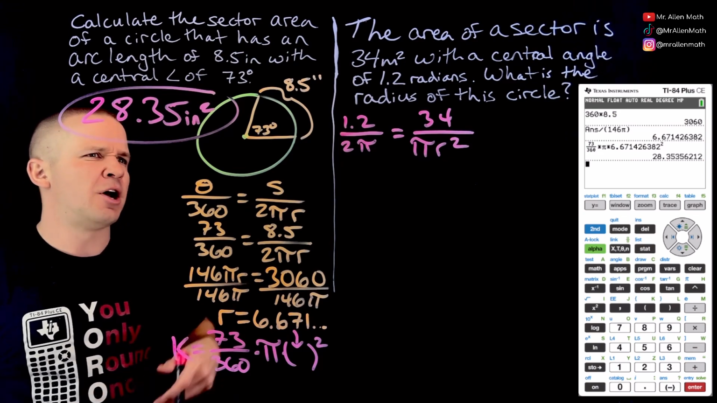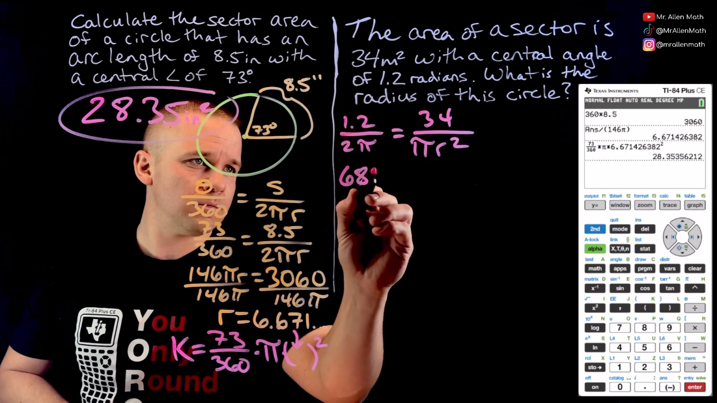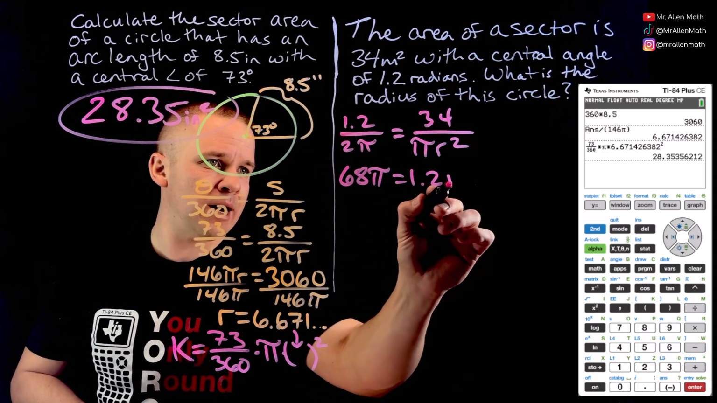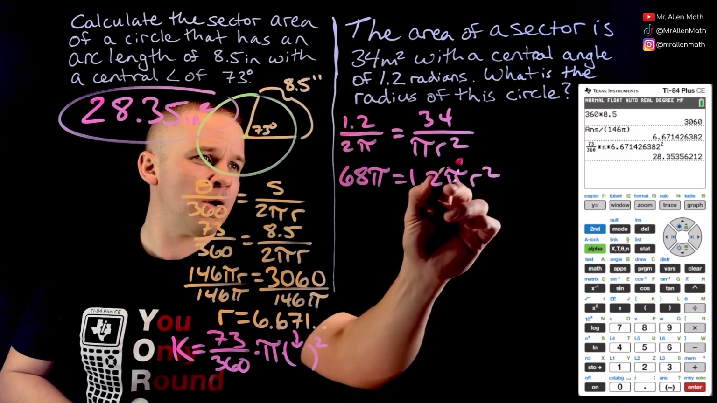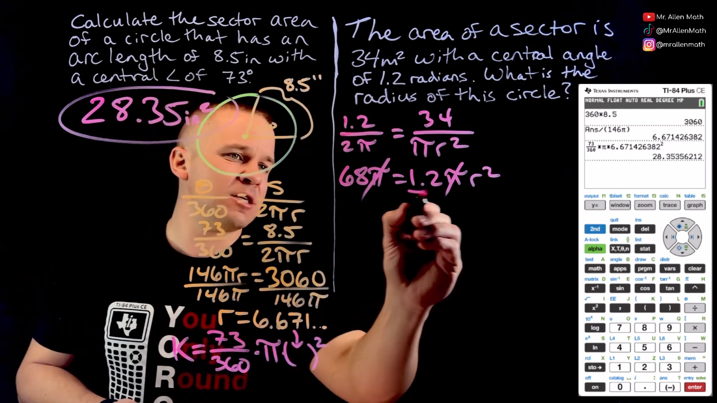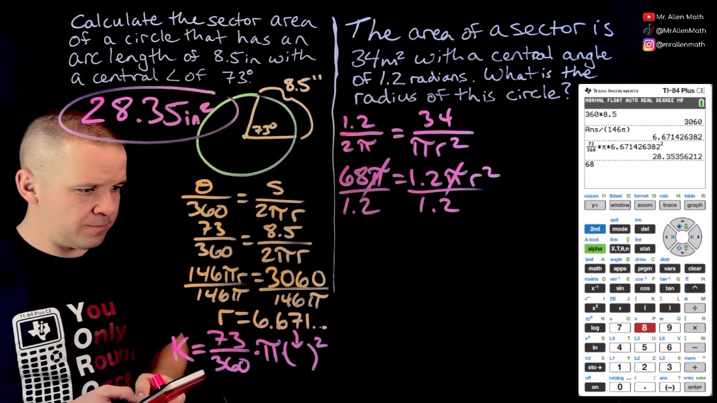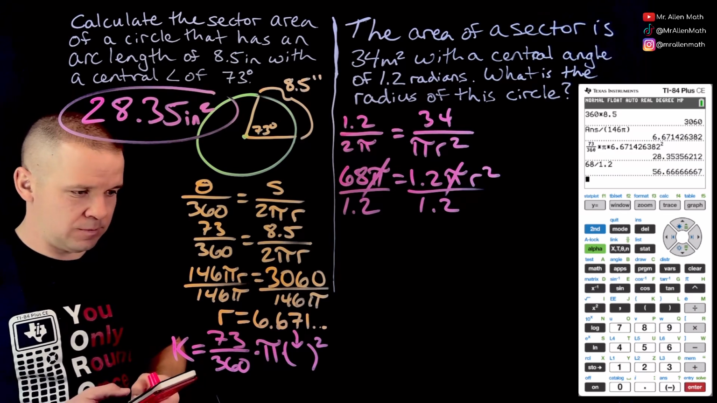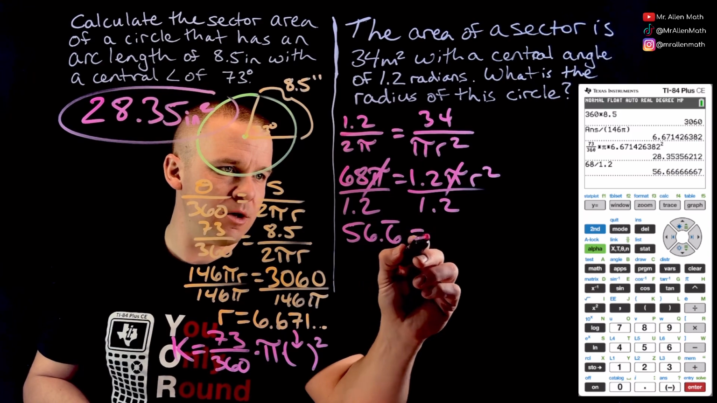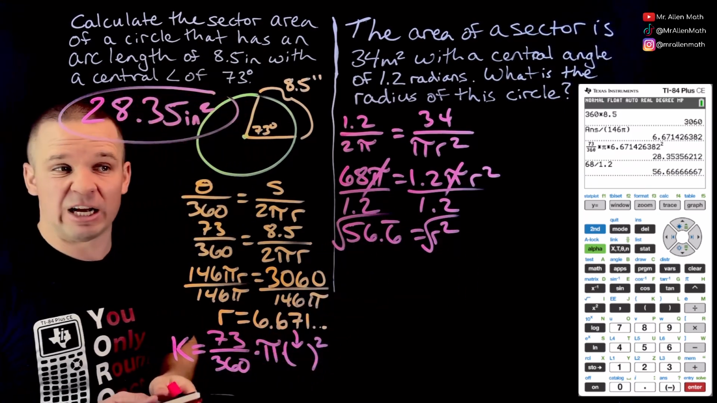It's kind of cool. So I guess 34 times 2 is going to give me what, 68 pi? Equals, and then we got 1.2 pi r squared. So our pi's are going to cancel, right? Sometimes it's nice to just keep things out of the calculator for a bit. And I can divide this by 1.2. So 68 divided by 1.2, 56.6 repeating equals r squared. And then we'll go ahead and square root both sides. I think that seems about logical, yeah?